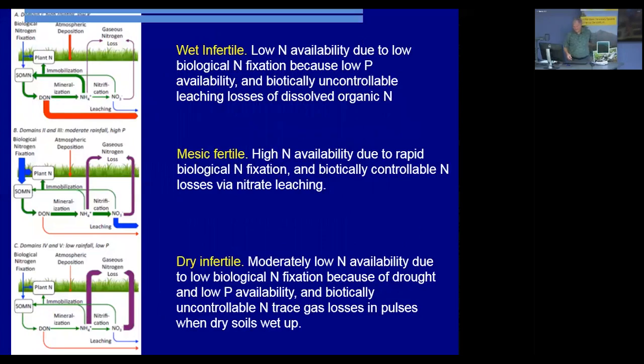And that's summarized in this figure, which shows in the infertile domain, we have lots of leaching losses of dissolved organic nitrogen, some atmospheric deposition, but not much fixation. Here in that rich zone, we have lots of biological nitrogen fixation, balanced by leaching losses of nitrate, but with really rich nitrogen supply. In the really dry areas, we see pulse-driven gaseous losses of nitrogen that occur when dry soils are wetted up.